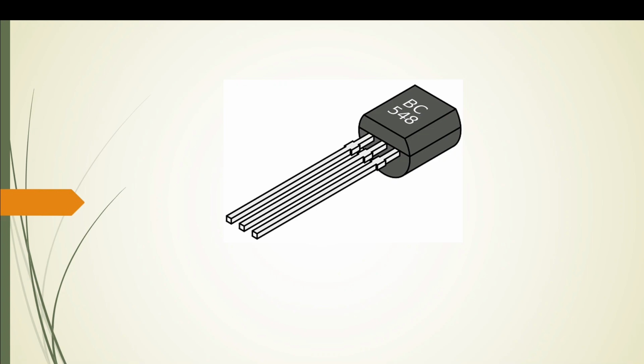So, if you need to figure out which one is the base, emitter, or collector, you need to check the data sheet of that particular transistor. For example, this is BC548. Just Google it, BC548 data sheet. It will show you the diagram, it will show you which one is the base, which is the emitter, and which is the collector. In Tinkercad, it is basically identified, so you don't need to worry about that there. So let's work on transistors.